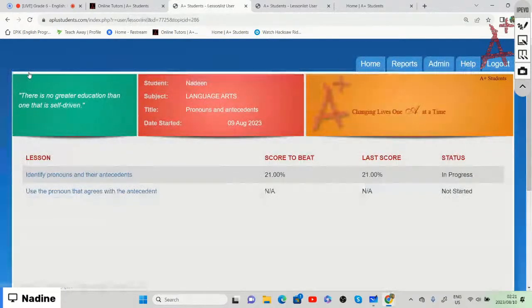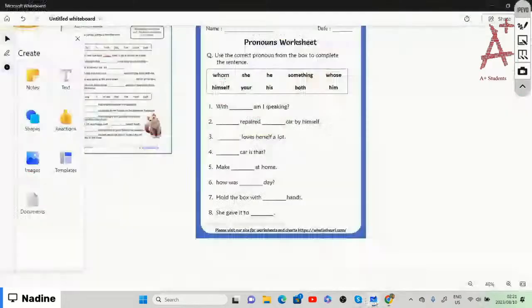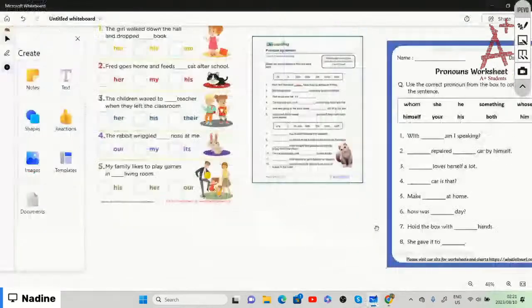So that was basically us identifying pronouns and their antecedents, right? Now we are going to use the pronouns that agree with the antecedents, right? And before we do that, let us quickly go to the whiteboard.